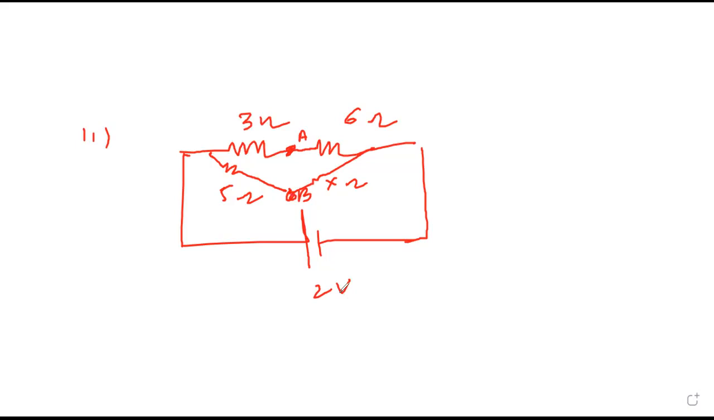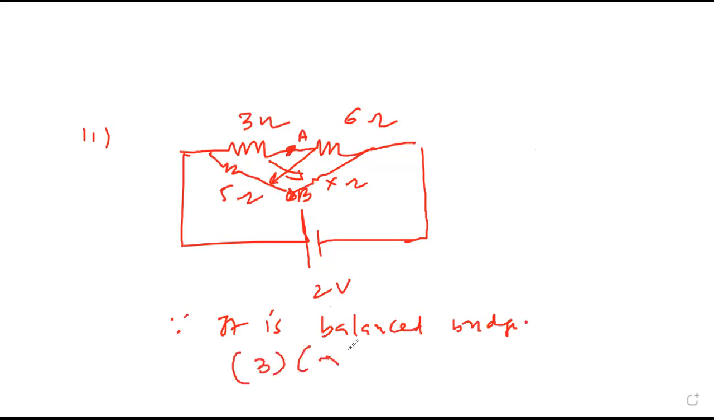Can you tell the answer? A and B at same potential means balanced or unbalanced? Balanced. Balanced means product of opposite arms remains same. Since it is balanced bridge, 3x will be 5 into 6, that is 3x equal to 30, x equal to 10.